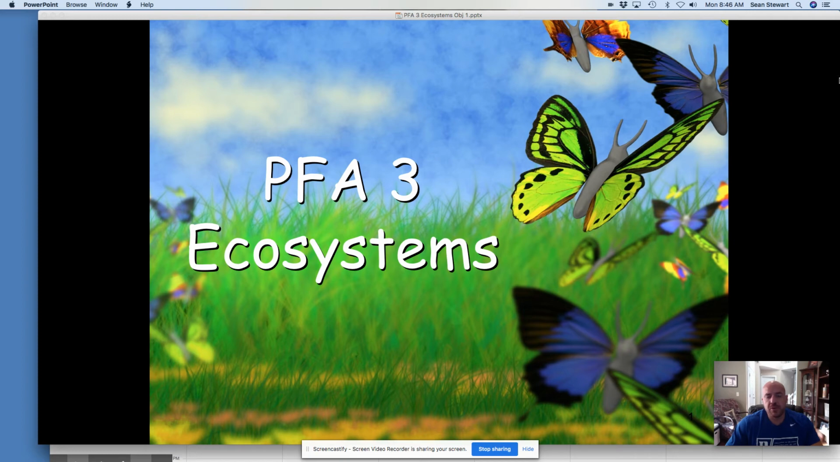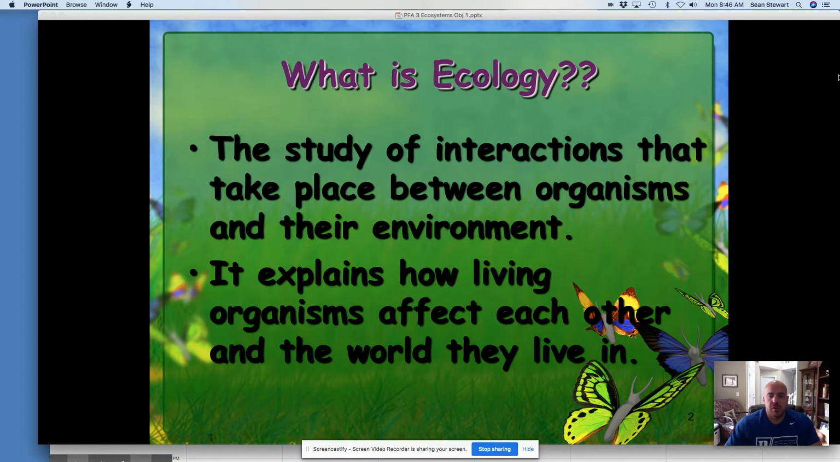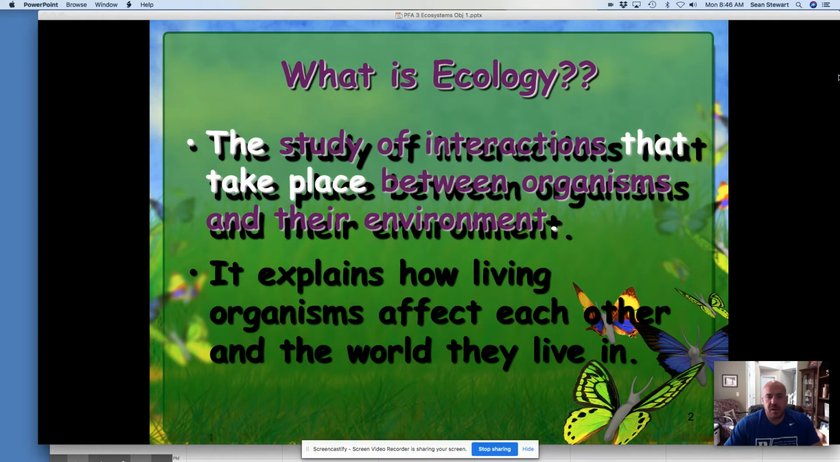All right, we're at Power Focus Area 3. It's going to be all about ecosystems, and we'll jump right into Objective 1 here. So when we talk about ecology, and that's what we'll be studying, ecosystems are part of ecology, so we want to get the idea of what the whole big picture is before we jump into ecosystems.